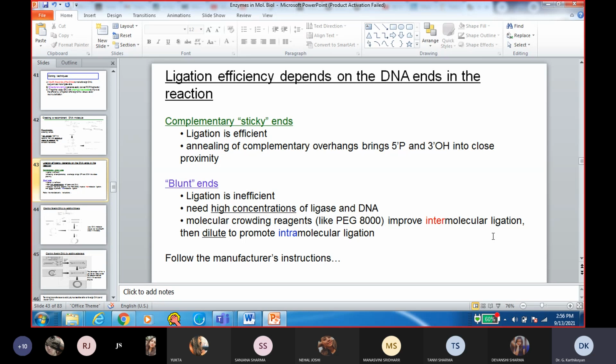But typically, when you buy ligase from any vendor, they will actually give you a protocol on how to use it if you're going to do a sticky end or complementary end ligation. And if you're going to do a blunt end ligation, they will also give you a typical protocol. All you need to do is follow the manufacturer's protocol. By and large, most of these enzymes work fantastic, as long as you have stored all these reagents at the appropriate temperature. Most of them, as I said, are stored at -20, and very rarely you may need to store them at -80.